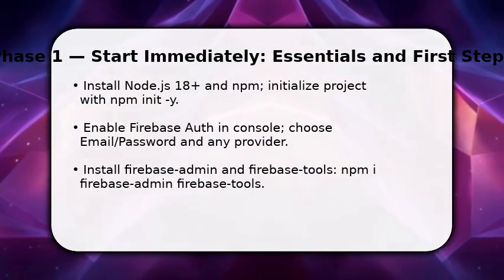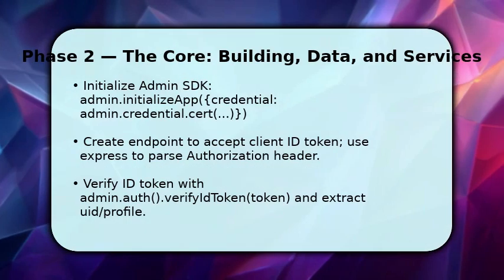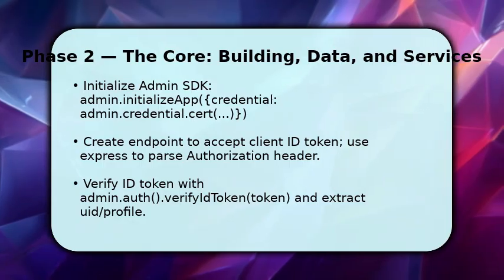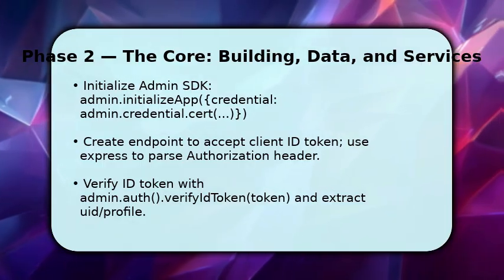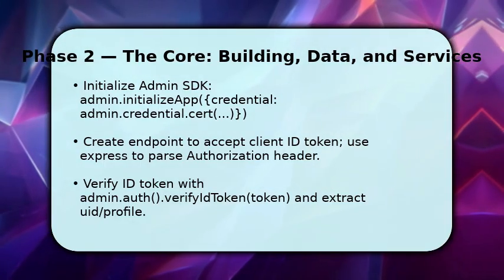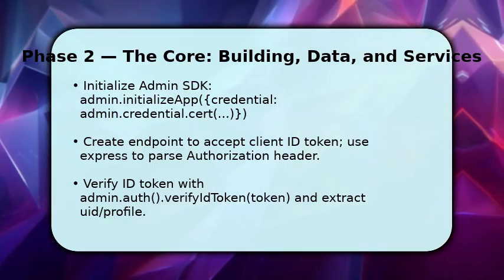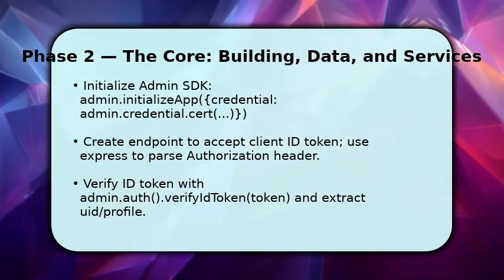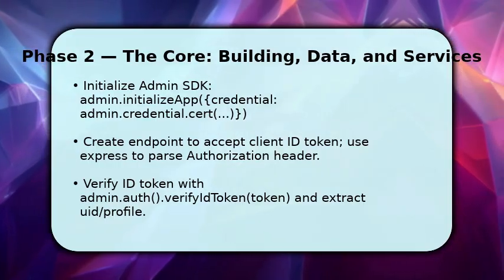Once initialization is complete, you write the core endpoint that verifies client tokens. Using Express, read the authorization bearer ID token header and pass that token to admin.auth().verifyIdToken(). This returns a decoded token with UID and custom claims. Use those for auth logic and role checks.